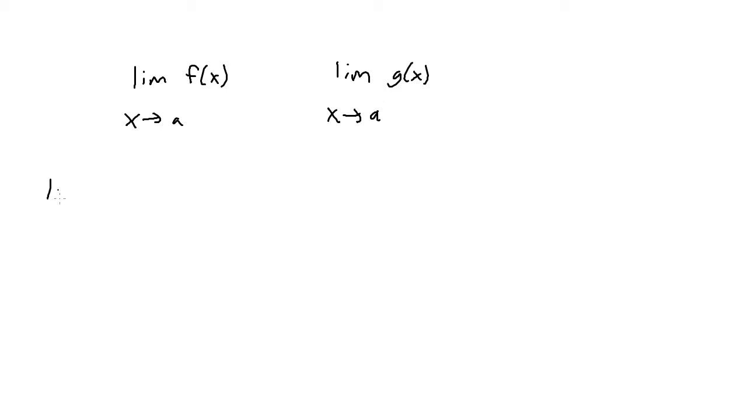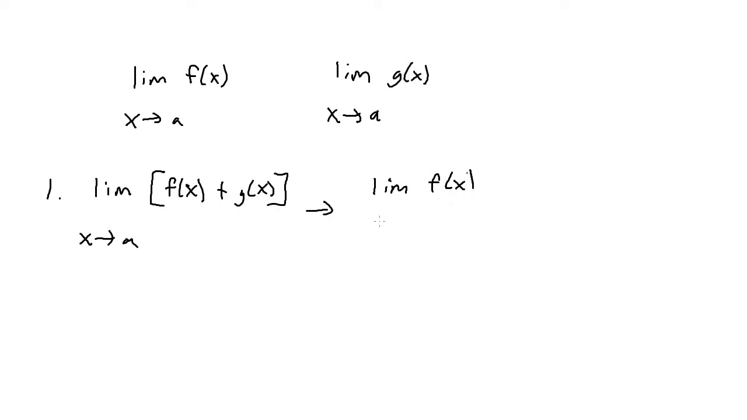So for the first law here, let's say we're trying to take the limit of f of x plus g of x as x approaches that same value a. Then what we can do to evaluate this is take the individual limit of both functions. So we take the limit of f of x as x approaches a, plus the limit of g of x as x approaches a as well, and that's how we can evaluate this specific limit.